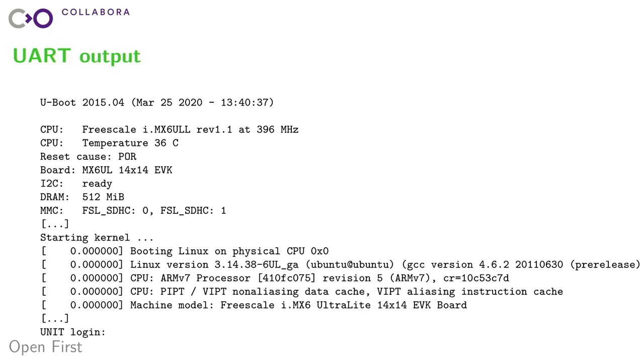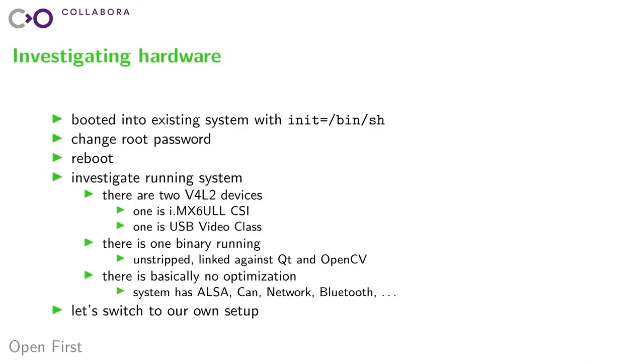The first thing that I tried was just putting in some obvious things like user or root or something. Nothing of that worked directly. But you can easily abort the boot process in U-Boot and get a U-Boot shell and then do whatever you want, like replace the init or change the root password, and that way get full access on the system.